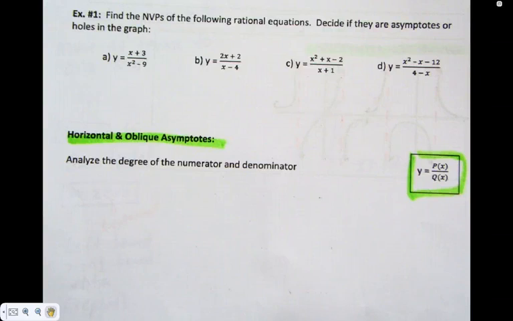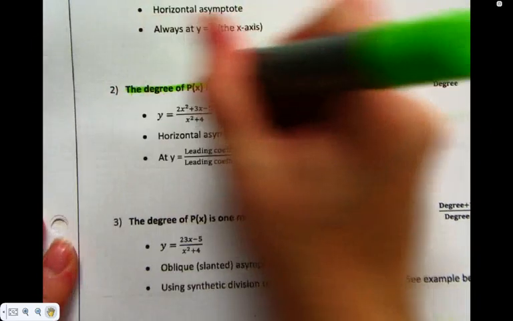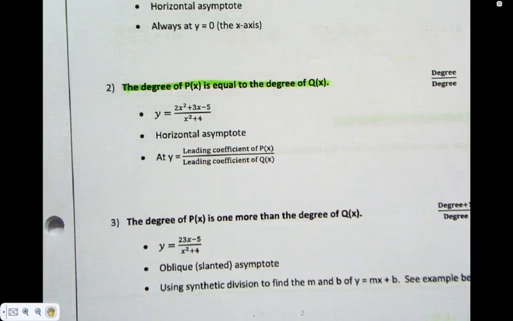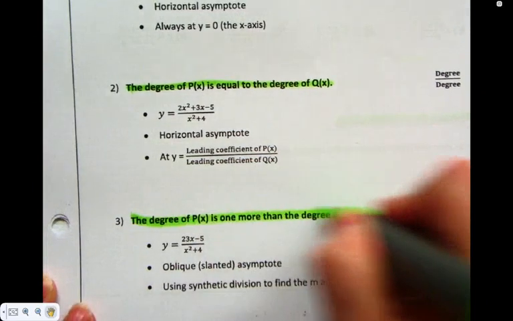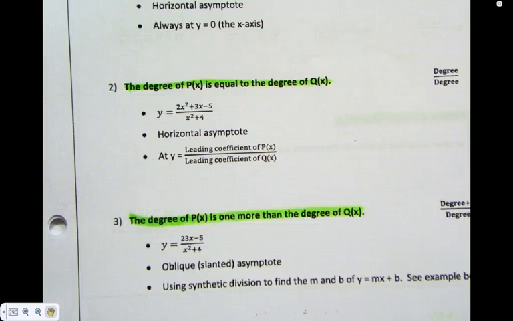So if we think of parabolas, what's the highest exponent we see in a parabola? Squared, so we call that a degree of 2. If we think of a linear function, what's the highest exponent we see of x in a linear function? 1, degree of 1. A cubic, which we did in the first unit, what's the highest exponent in a cubic? 3, it's called a degree of 3. So there are going to be 3 possibilities. The degree of p of x is 1 less than the degree of q of x. The degree of p of x is going to equal the degree of q of x. Or the degree of p of x is 1 more than the degree of q of x.